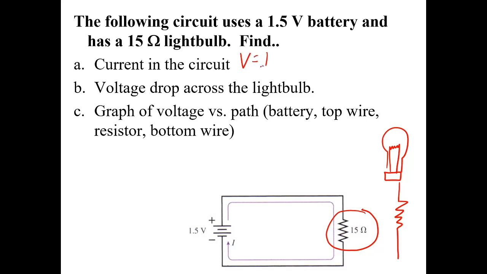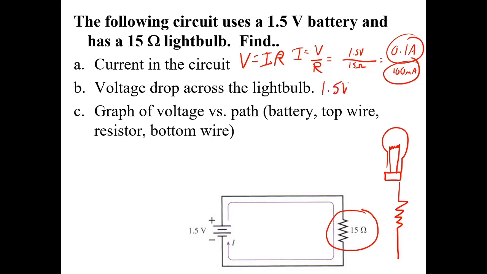Well, getting the current is easy. V equals IR, so I is V over R. Using Ohm's law, there's a 1.5 volt battery, 15 ohm light bulb. So I think we can guess that that's going to be 0.1. Double check on the magic number machine. Yeah, it's 0.1 amps, or 100 milliamps. Often electricians and electronics people will use milliamps because it's just easier. Now the voltage drop across the light bulb, it's the full 1.5 volts.